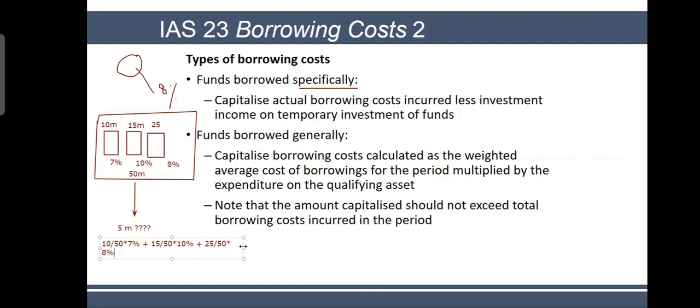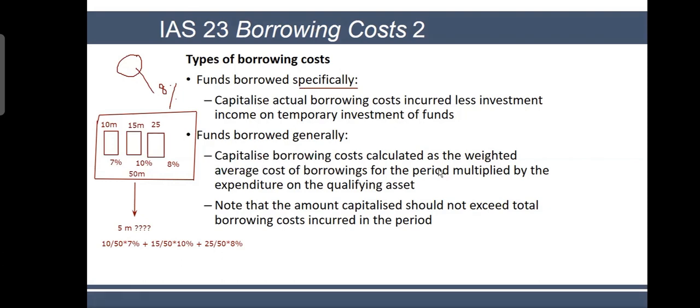You say that out of 50 million, 10 million is at 7%. Out of 50 million, 15 million is at 10%. And out of 50 million, 25 million is at 8%. When you make an average, you may get something like 8%, 8.2%, 8.3%. Then that average cost you should use. So either you have a specific rate or you have an average rate. So funds borrowed specifically and funds borrowed generally.